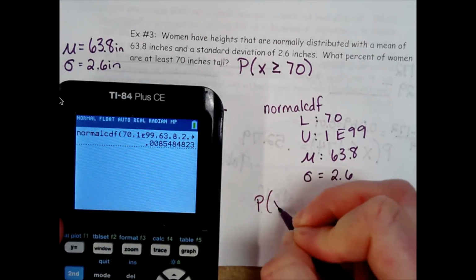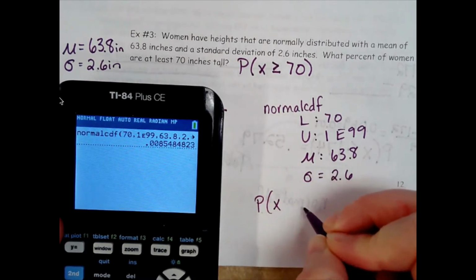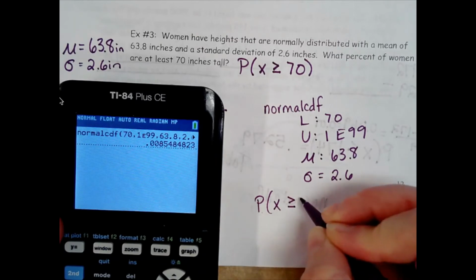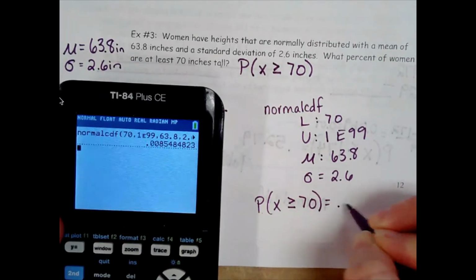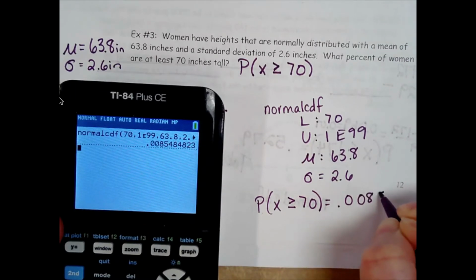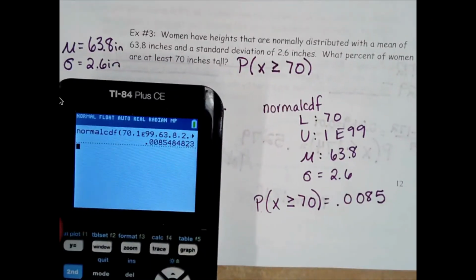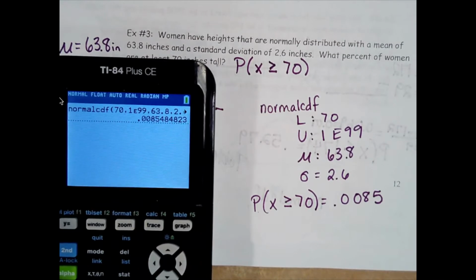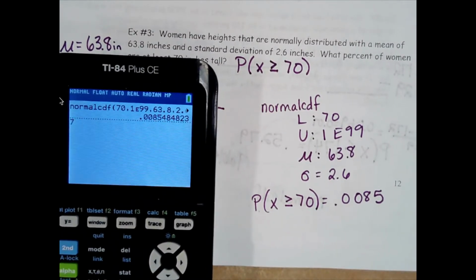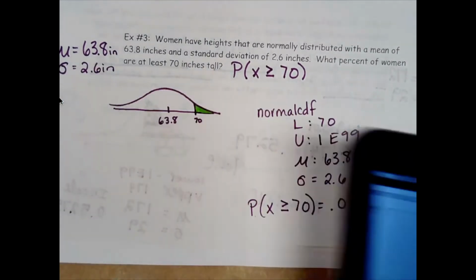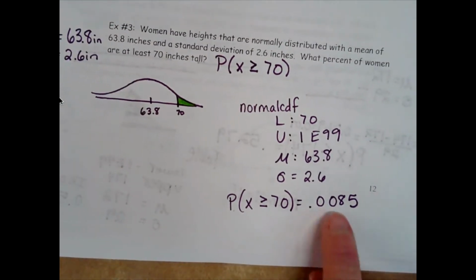So the probability that someone randomly selected, a woman's height is above 70 inches tall, is 0.0085. 70 inches tall. How many feet is that? 70, was that 5'10"? Wow. So that's a really low percentage, right?